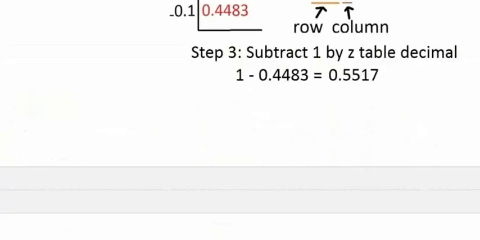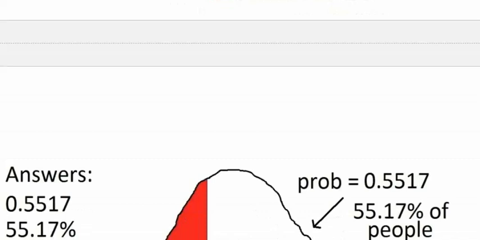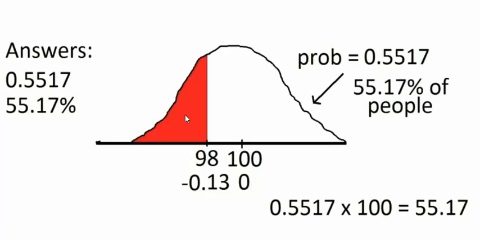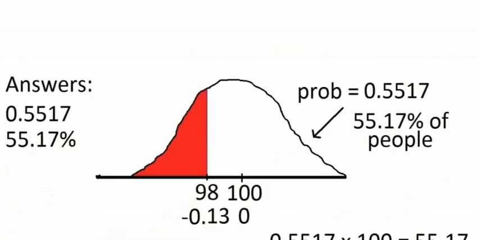Now, the number from the z-table, which was 0.4483, that is the red area. So the probability of getting a person from this red area below 98 is 0.4483. This is 0.4483 because the z-table always gives us the probability to the left of whatever number we're focusing on. And to get the opposite area to the right, you have to do 1 minus the z-table area.